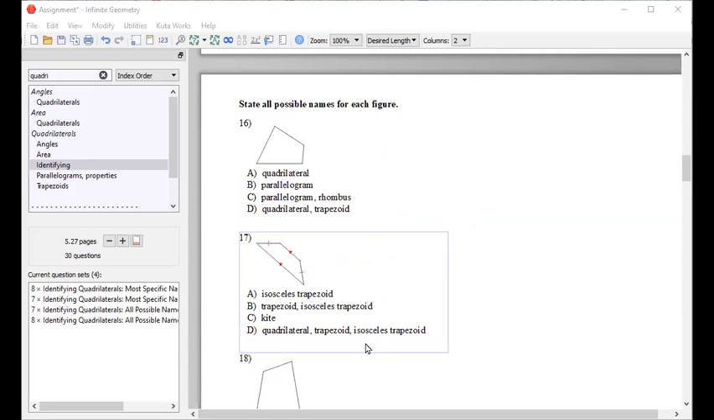Okay? Now, on number 17, what kind of shape is it? Most specifically, it is an isosceles trapezoid, but it's also got four sides, and it's also a plain trapezoid. It's a trapezoid plus one additional quality, making it an isosceles trapezoid. So all possible names would be D. All right, so in this worksheet, you're really going to have to refer back to the notes that you just took.